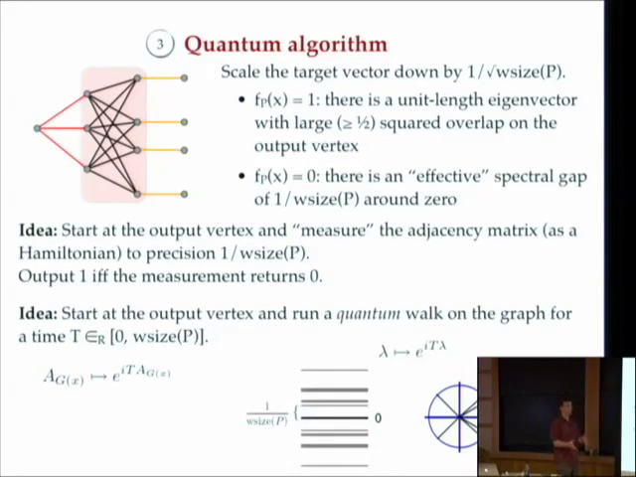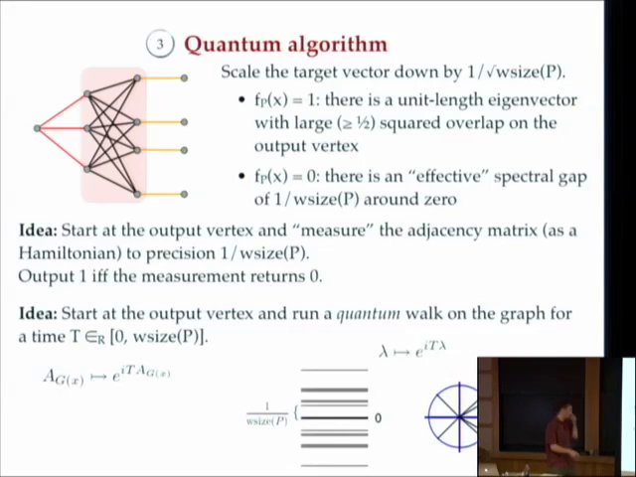In the negative case, we have a spectral gap of 1 over the witness size. And so when you exponentiate that, you'll have a spectral gap of 1 over the witness size as well. If you run it for time witness size, that'll spread out, and it will be far from stationary. You'll be able to tell that something's happened.